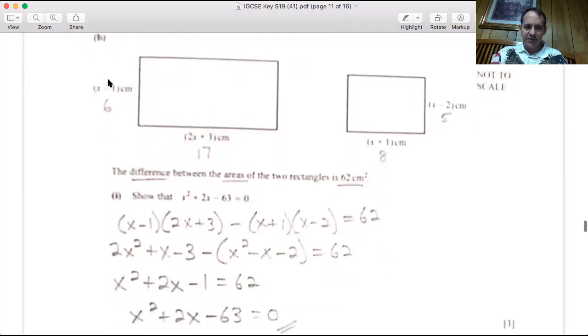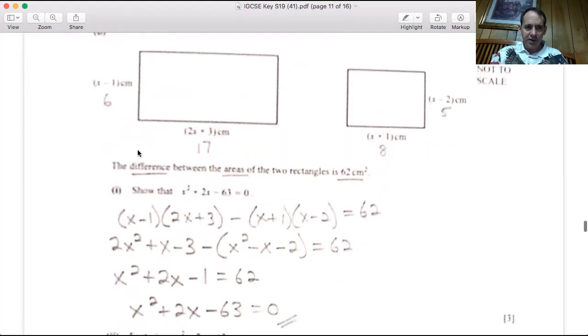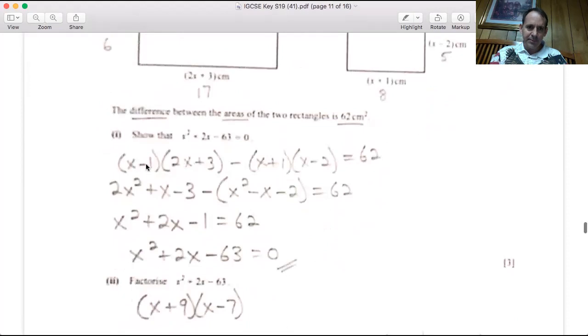So areas means we have to multiply width times length. So here's an x minus 1 times a 2x plus 3. The difference is subtraction. This area is x plus 1 times x minus 2, and this difference is going to equal 62. So multiply these binomials out, smiley face method, you get 2x squared plus x minus 3. Minus, again, don't forget to put parentheses because this difference is the difference of this whole thing, not just the first part. So when you multiply this out, you get x squared minus x minus 2.